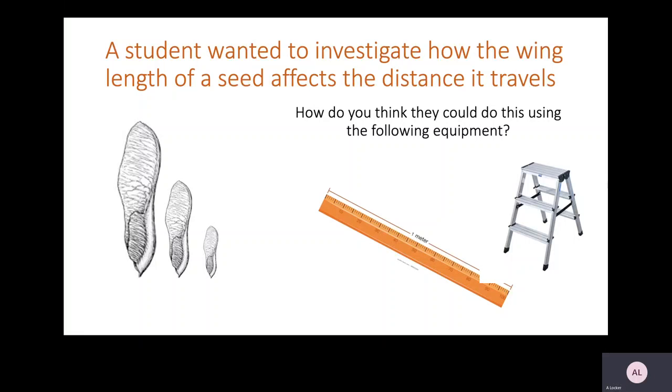So a student wanted to investigate how the wing length of a seed affects the distance it travels. You've got 3 pictures there, 3 seeds, and they're the same type of seed, but they've got different lengths. Looking at the equipment, you've got the seeds, so you could have printouts of these seeds. How do you think they could do this using the following equipment? They've got a ruler and a little step ladder. How do you think they can investigate how the length of the wing affects how far the seed travels? What could they do? Pause the video, have a think about it.